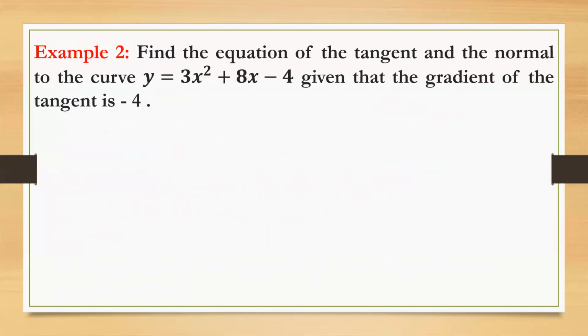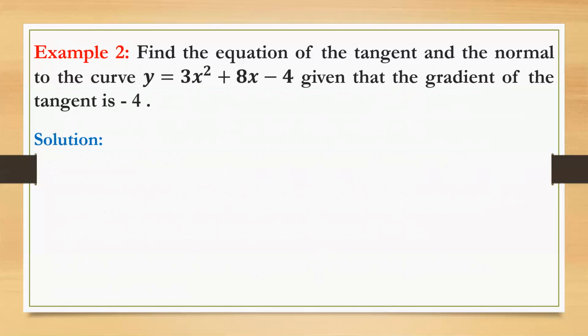Second example, find the equation of the tangent and the normal to the curve y equal to 3x squared plus 8x minus 4, given that the gradient of a tangent is negative 4. So here you have already been given the value of the gradient of the tangent. You have not been given the value of x or even the value of y. We will need to find the coordinates here.